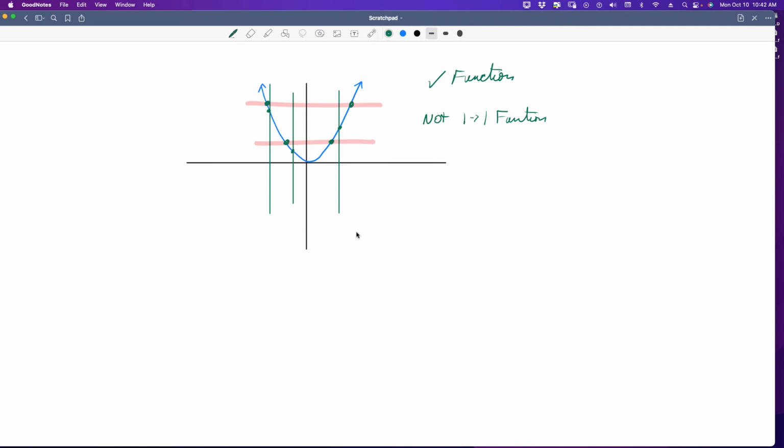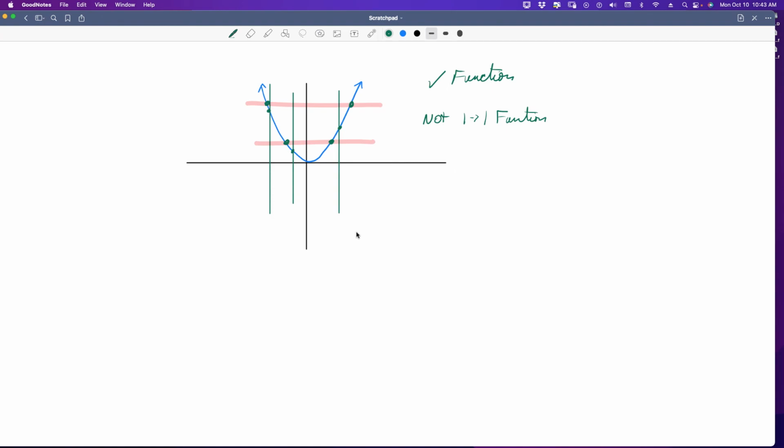The other one was a 1-to-1 function because it passed both the horizontal line and the vertical line, or the vertical line and the horizontal line. This one only passed the vertical line, so it's a function, but it's not a 1-to-1 function.